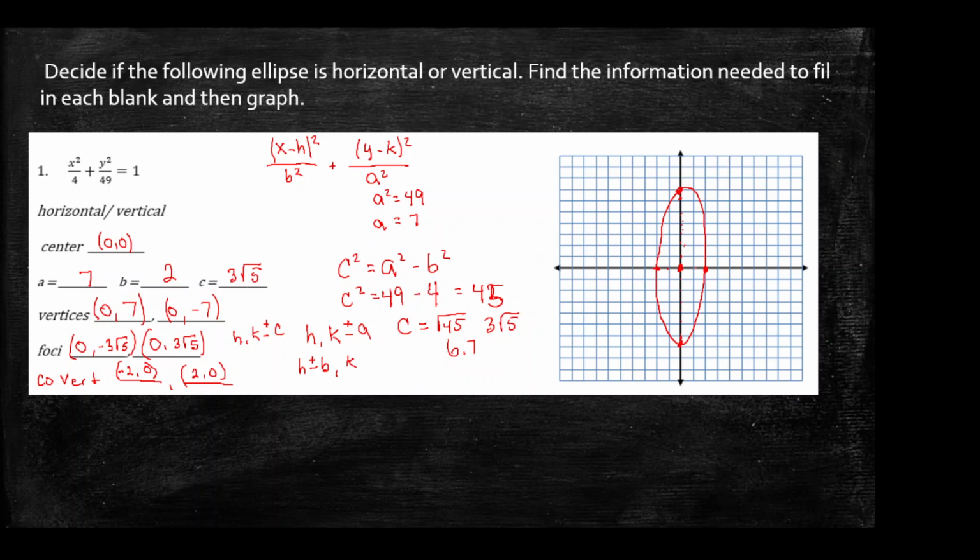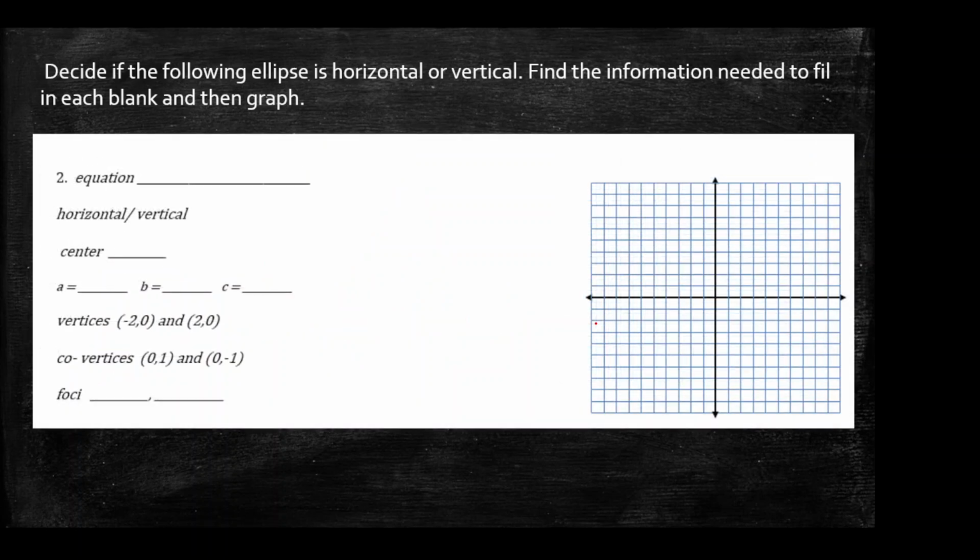Okay, no issues? All right, we'll move on then. Another type of equation you're going to get is where I give you the vertices. So 2 points along the longest axis. A great place to start is to go ahead and plot those. So I've got the vertices and the co-vertices.